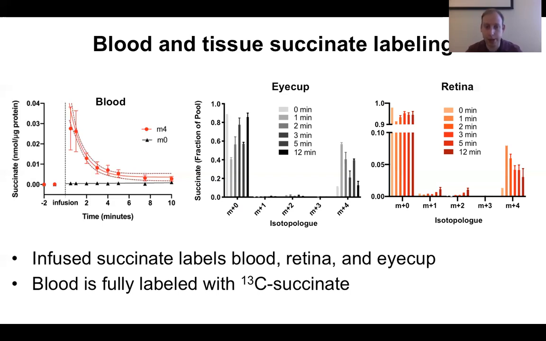And the eye cup clearly gets a lot more fully labeled succinate than the retina. This 0.6 means that 60% of the succinate pool in the eye cup is labeled by 13C. And in the retina, it's only roughly 8%. And so that's really important to note as we move forward, that different tissues will accumulate different amounts of 13C labeled succinate.